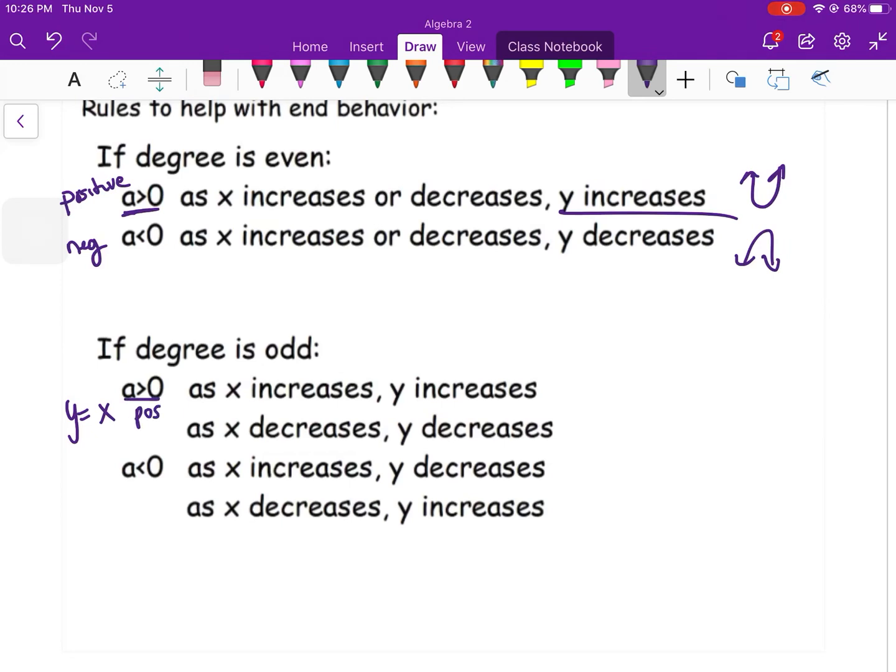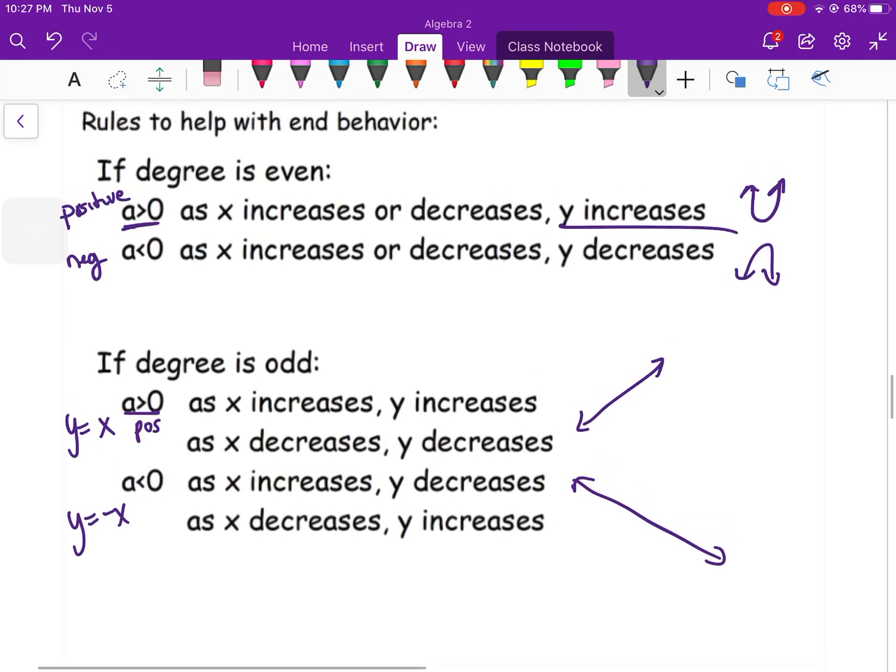For odd degrees, I always remember it as like y equals x. If a is positive, so like positive x, it has a positive slope. So as x increases, y also increases, versus as x decreases, y decreases. Then if a is less than 0, so like a negative coefficient, then it's like the negatively sloping line. So as x increases, the function's going down. The y is decreasing in value. And as x decreases, the y is increasing.